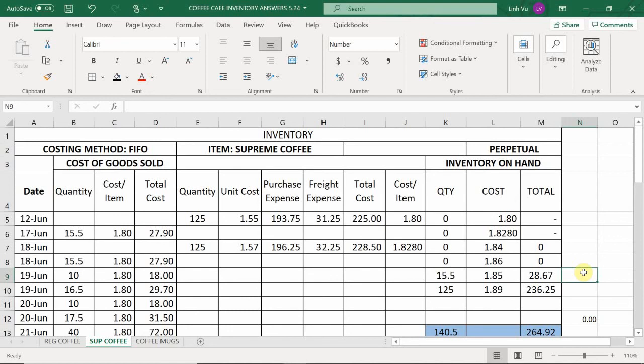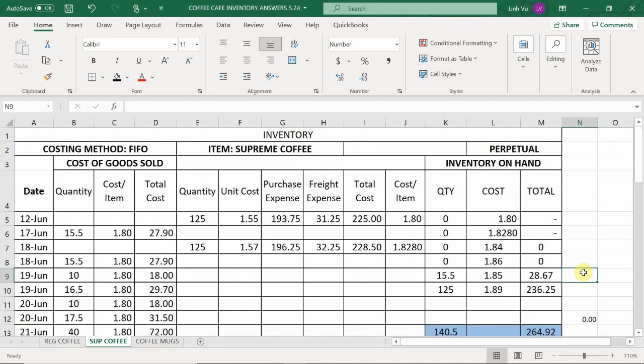On hand, you will have a total of... you said it's not the 264.92. That's the grand total. So how many do you have on hand? The 140.5 is the grand total, but I'm asking you in batches of inventory because that's what FIFO is, right?